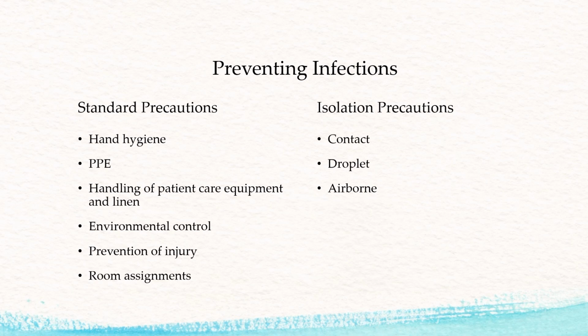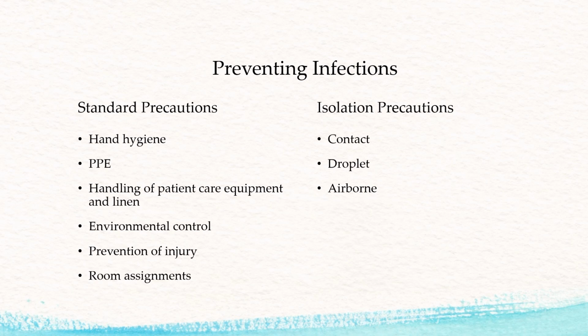So when our patient has an infectious disease, we need to increase our precautions and go into isolation precautions. So there's contact, droplet, and airborne. Your contact precautions are used for those organisms that are spread by skin-to-skin contact. That's going to be like our C. diff and our MRSA.